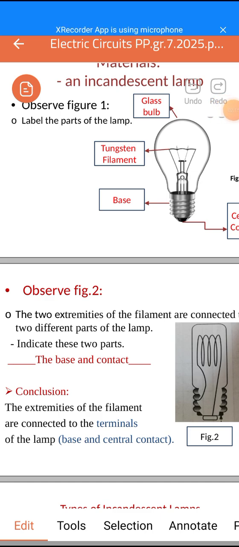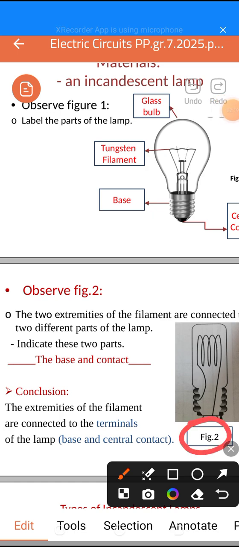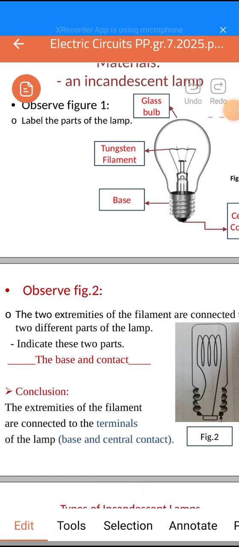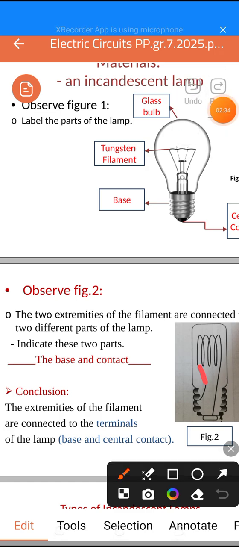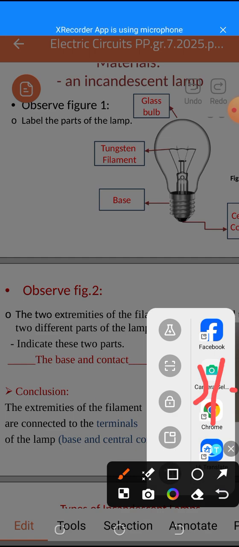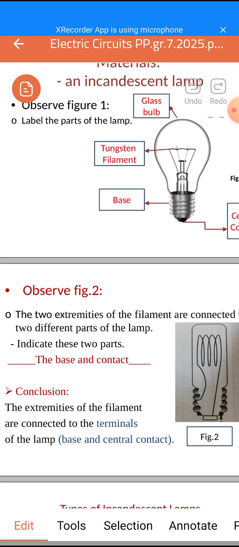Now observe figure 2. This is figure 2. In the figure, we are seeing an incandescent lamp. We are seeing inside it the tungsten filament. The tungsten filament has 2 extremities. One extremity is connected to the base, and the other is connected to the central contact. So that's why we connect the lamp from this part. That's why it's connected from the base and the central contact.